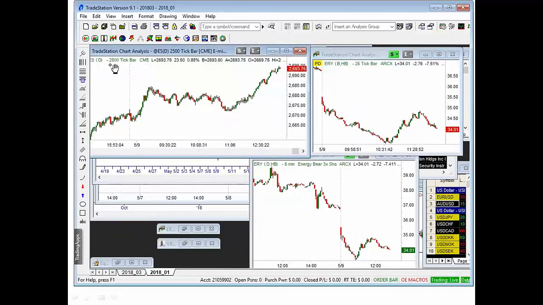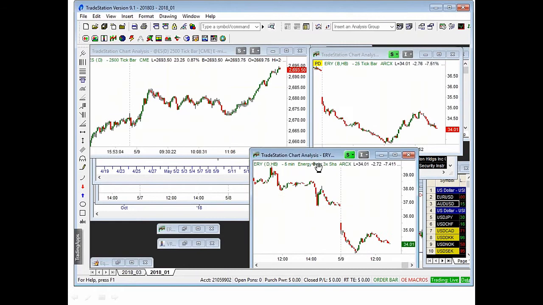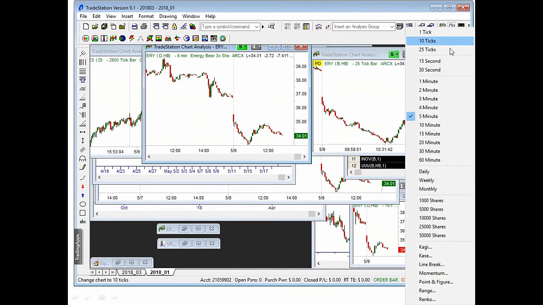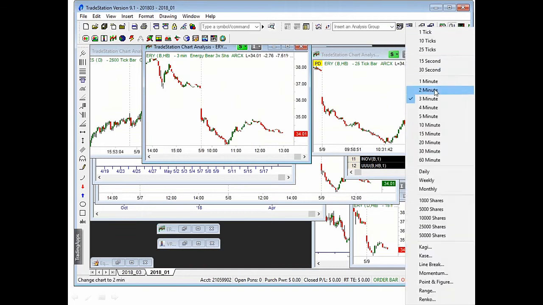So a 2,500 tick chart on the ES, when you translate that into a time frame chart, it's going to be totally different than what it would be when you're looking at something like ERY. So hopefully that gives you a really good visual comparison there that you guys can see. So in this case, ERY, your 25 tick chart's probably going to be close to what a 3-minute time frame would be, maybe even a 2-minute.